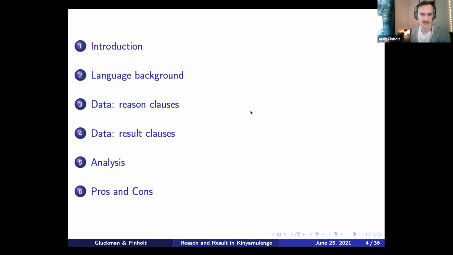Okay, so a brief outline of our talk. We'll first provide a very brief background on Kinyamulenge before digging into the data on reason and result clauses, and then I'll hand the mic off to John, who will walk through our analysis and some subsequent pros and cons about our analysis.